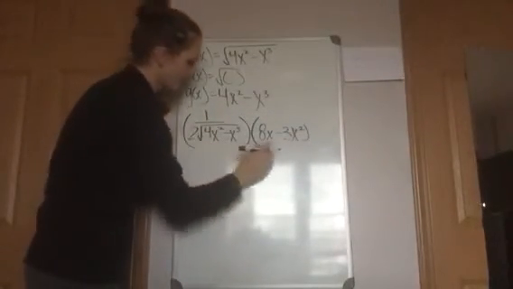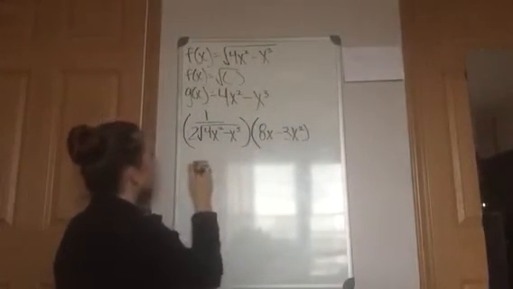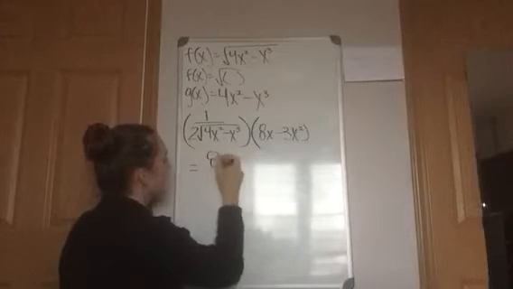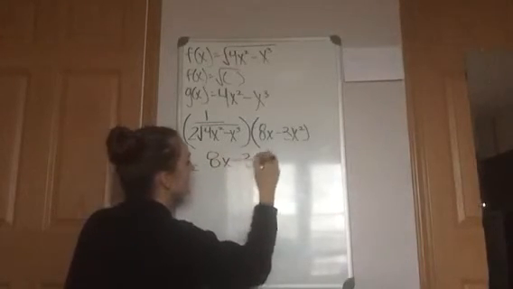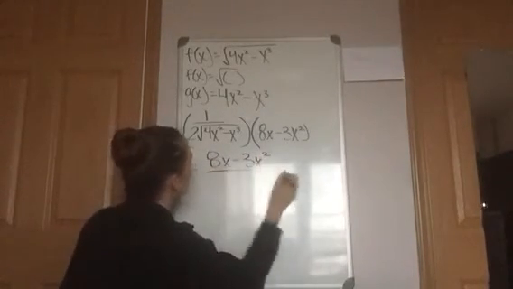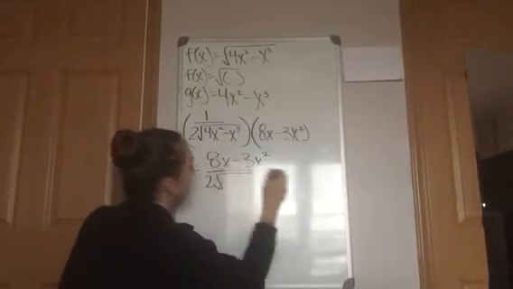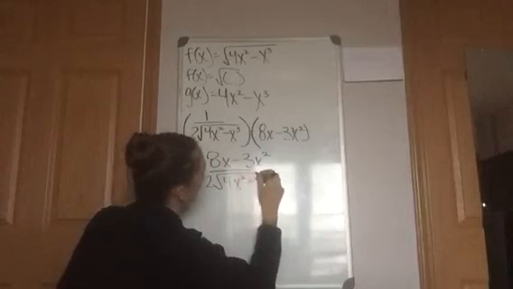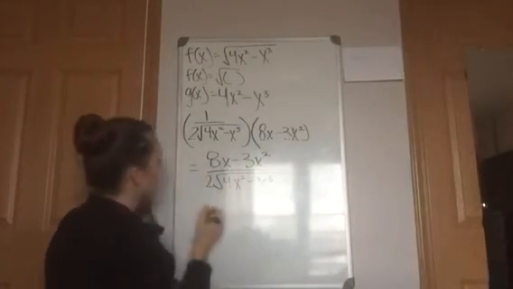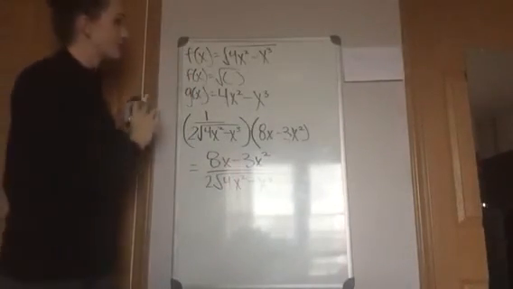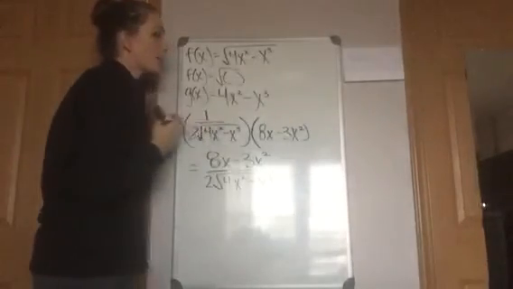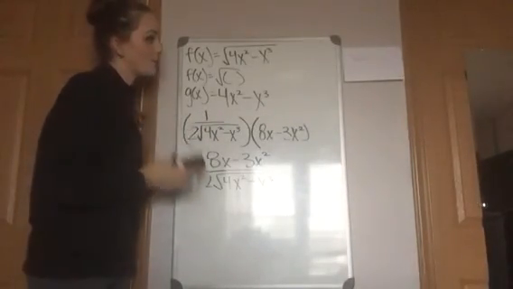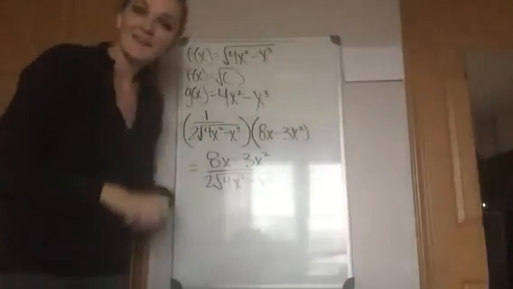So these multiplied by each other just gives us 8x minus 3x squared all over 2 square root of 4x squared minus x cubed. And that's our answer for the derivative of the square root of 4x squared minus x cubed. And that's it.